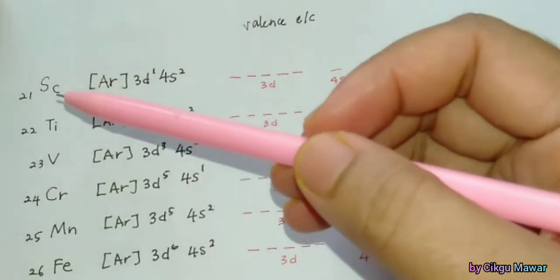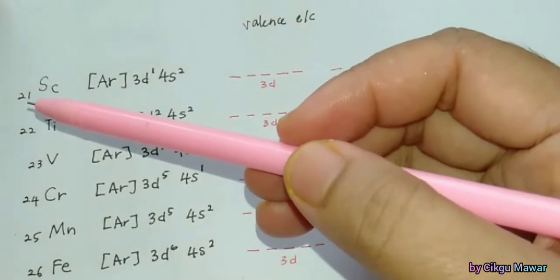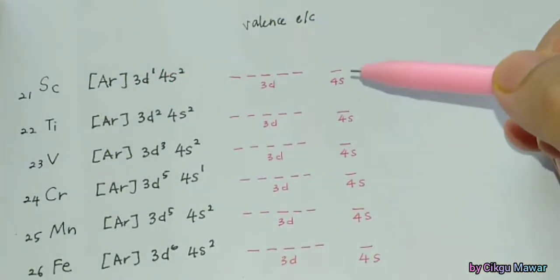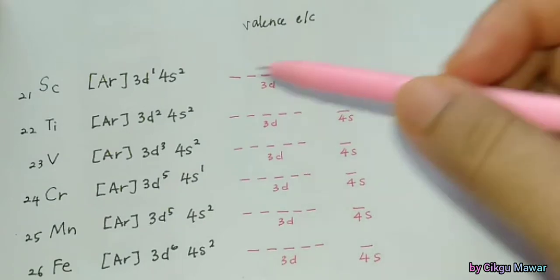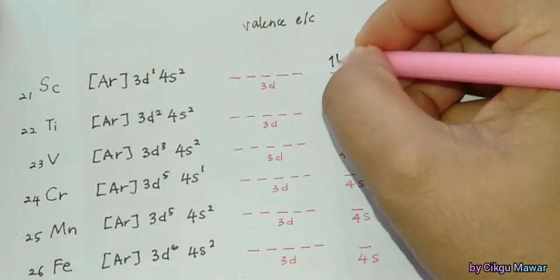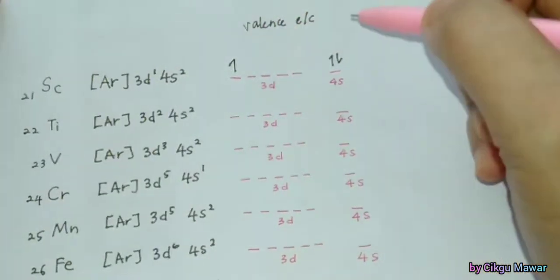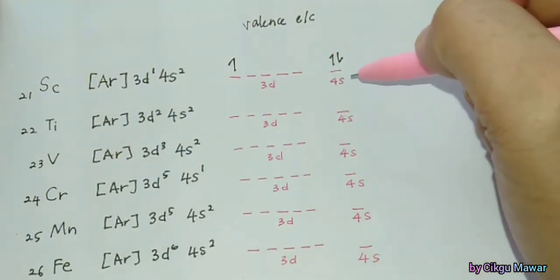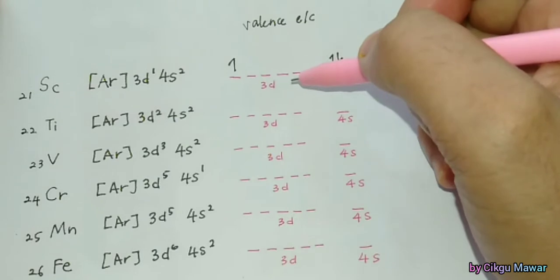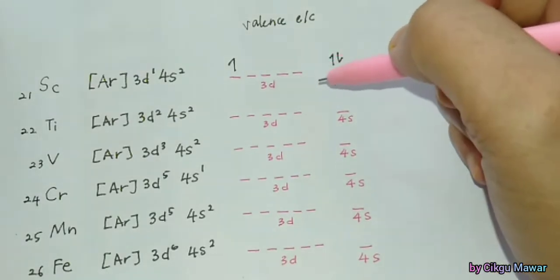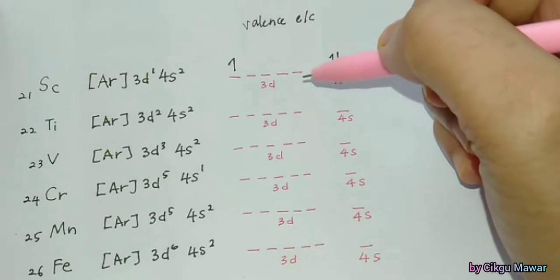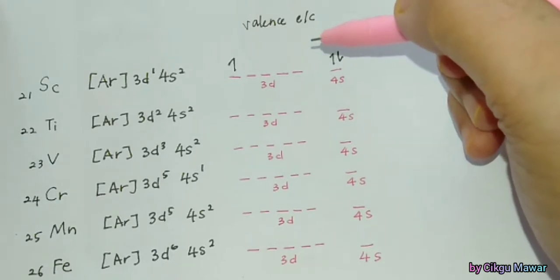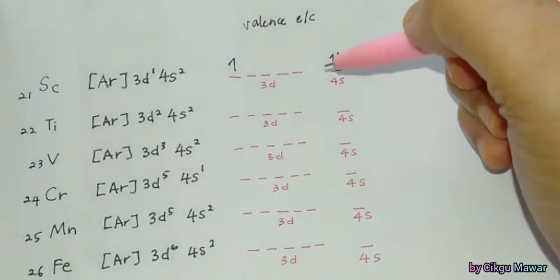Take a look at scandium. Scandium is 21, so 18 of argon, and then followed by 4s orbital: 19, 20, and 21. So we must fill up the 4s orbital first, followed by 3d, because 4s is a lower energy level compared to 3d. So you must memorize the principles in writing the electronic configuration. We have Hund's rule, we have Aufbau principle, and we have Pauli exclusion.